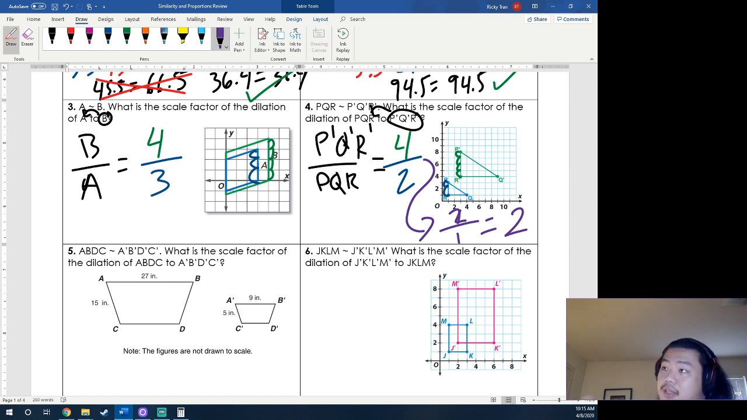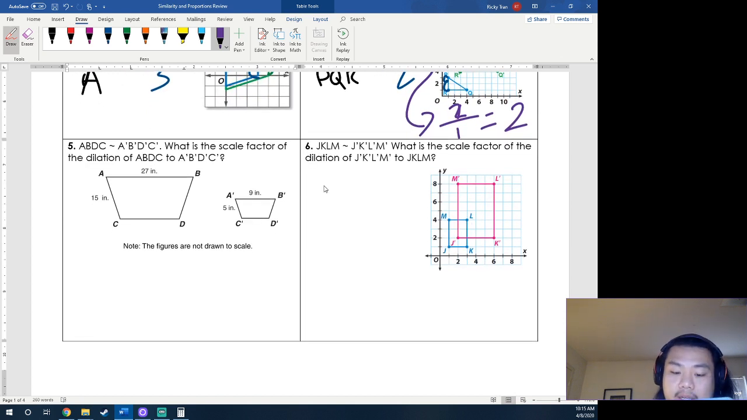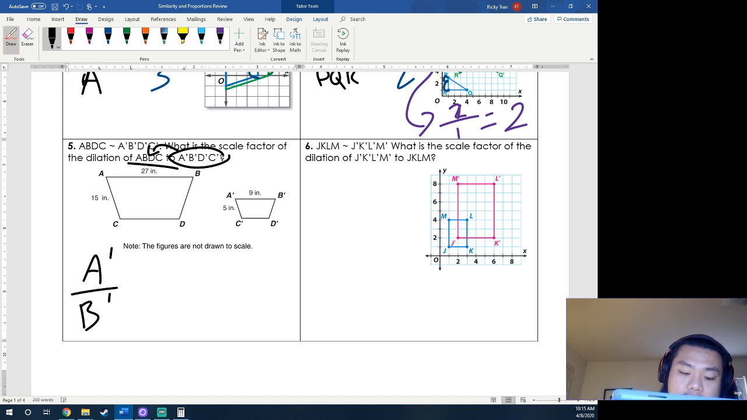Okay? Nice and simple. So now let's take a look at number 5. Okay? The figures are not drawn to scale. This time they're just giving us two shapes. What is the scale factor? Okay, so we have to put this one over this one. So I'm going to put A prime B prime over AB. It's just easier that way.